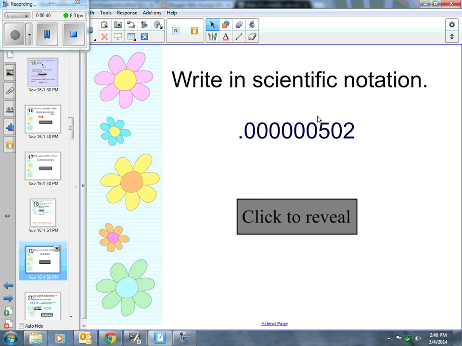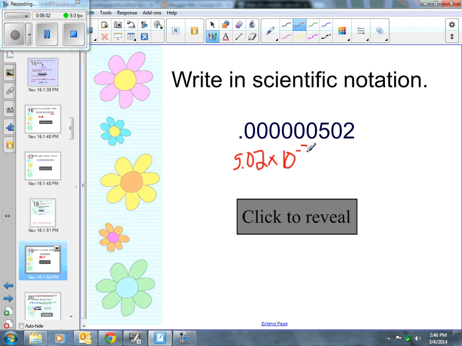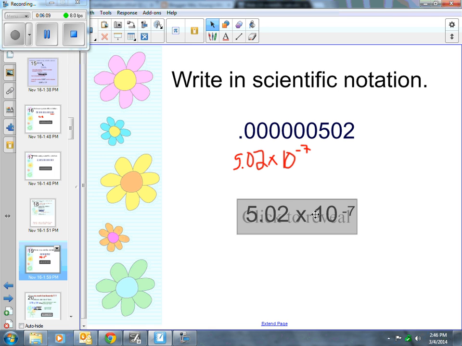All right, so for example, this particular number, in this case, we would have 5.02 as my number. That's between 1 and 10. Multiply it by 10 to the 1, 2, 3, 4, 5, 6, 7. In this case, because I'm going to the right, it's negative 7. Let's check my answer. You're correct. Negative 7.